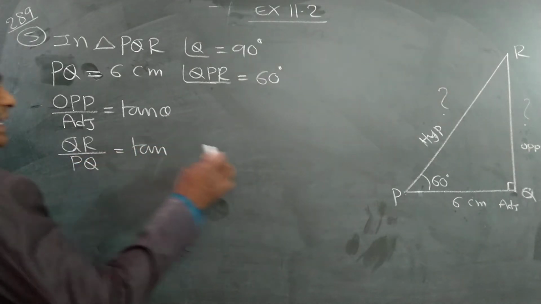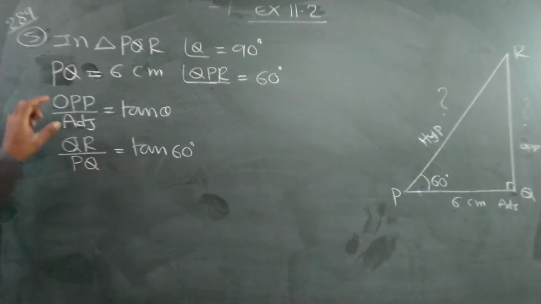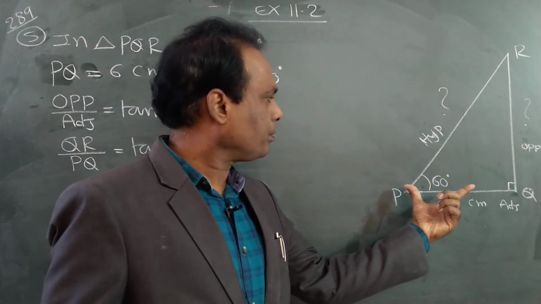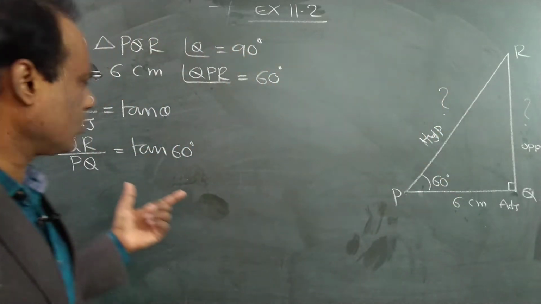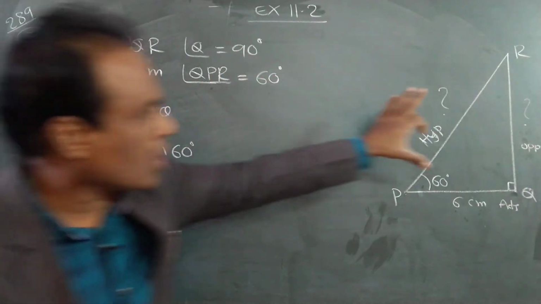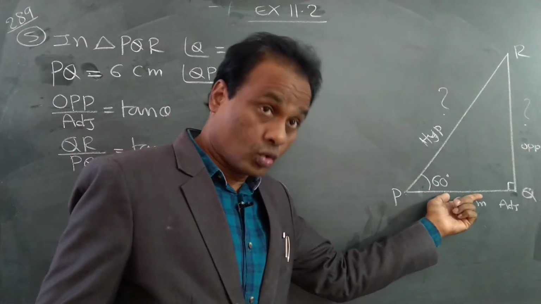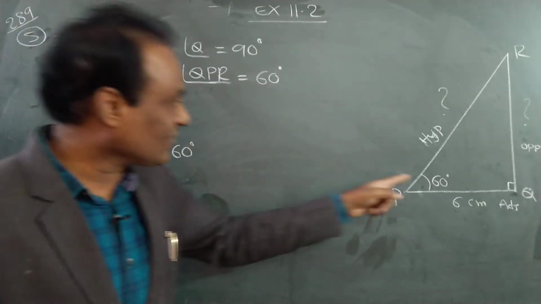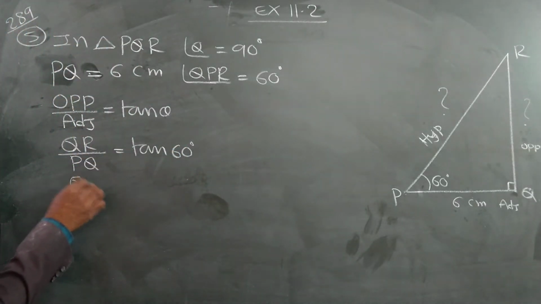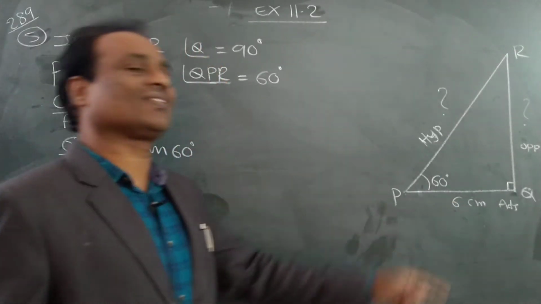Tan theta, theta is 60. Actually, this is the formula, but if you write it in terms of PQ, QR, it will be good. This is the standard form. Opposite is QR, adjacent is PQ, theta is 60 degrees. In this, QR we have to find, we don't know. PQ is given in the problem, 6.